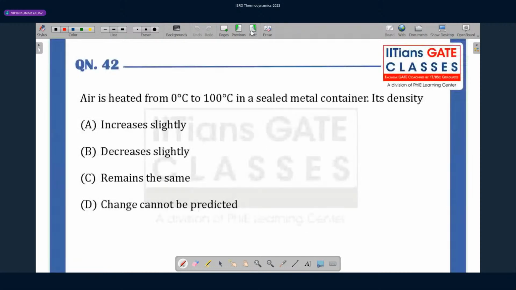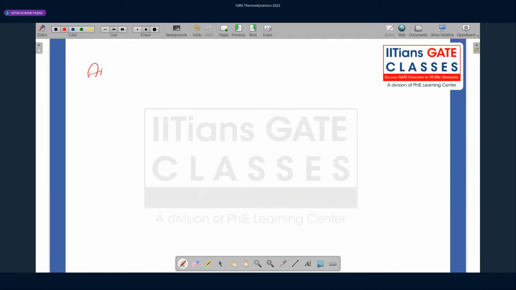Next question. Air is heated from 0 to 100 degrees Celsius in a sealed metal container. So what will happen to its density? Again, concept based question. You are heating air in a sealed metal container, its density. So air means you can apply ideal gas equation. So you see what is happening here.